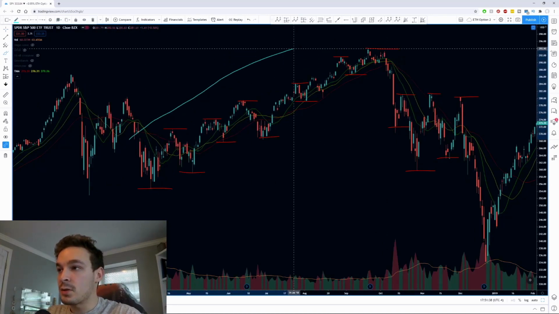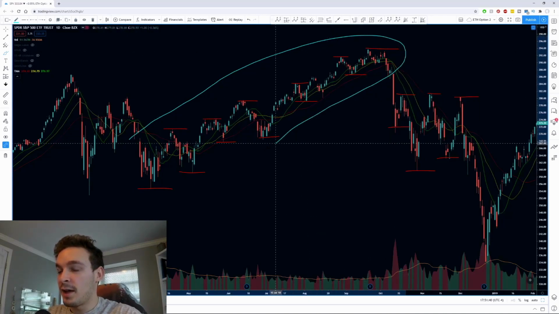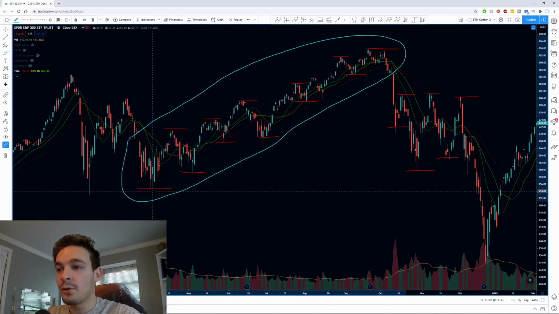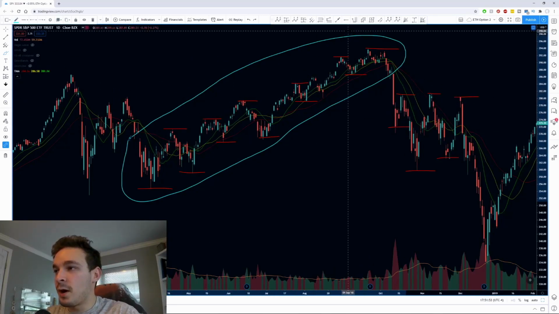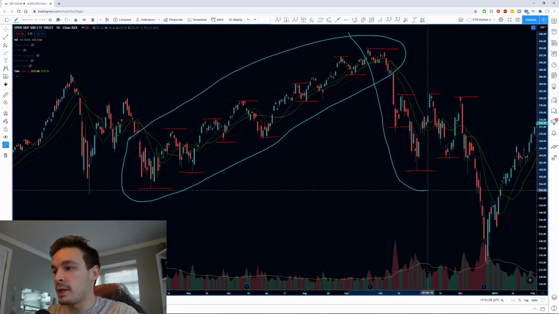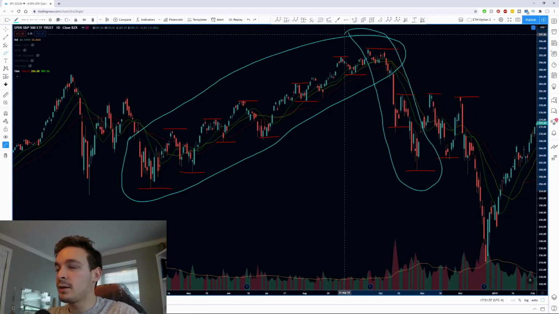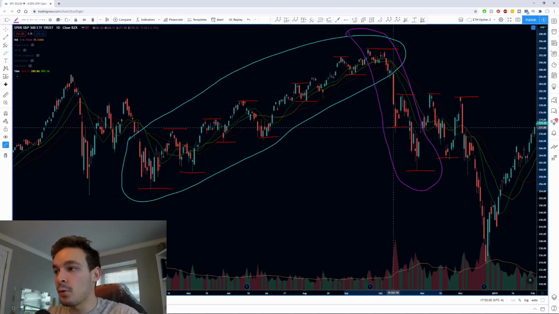I'm going to circle this whole area in here as an uptrend because through the whole area we had higher lows and higher highs. And now let's draw one more circle. We know that in this little area in here, and I'm going to change the color up to a pink so we can distinguish it, we had lower lows and lower highs. So this blue area is an uptrend and this pink area is a downtrend.